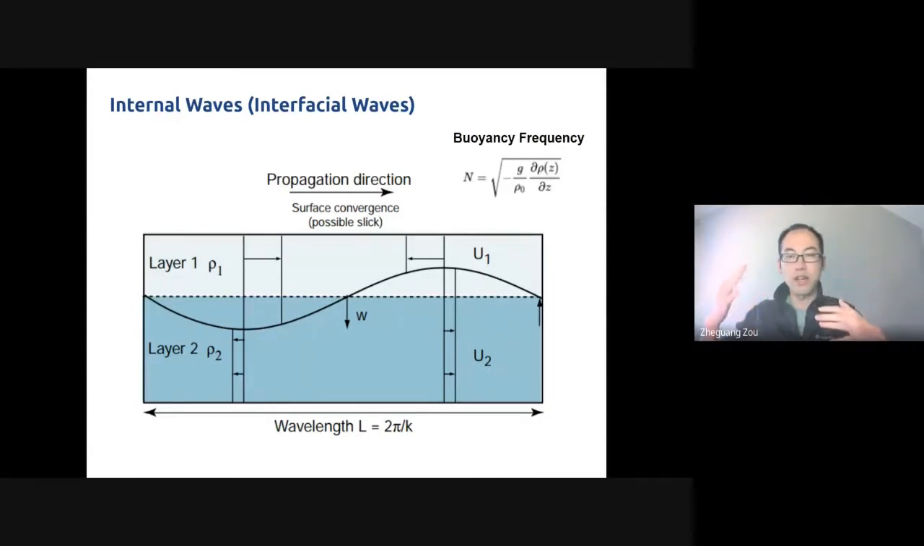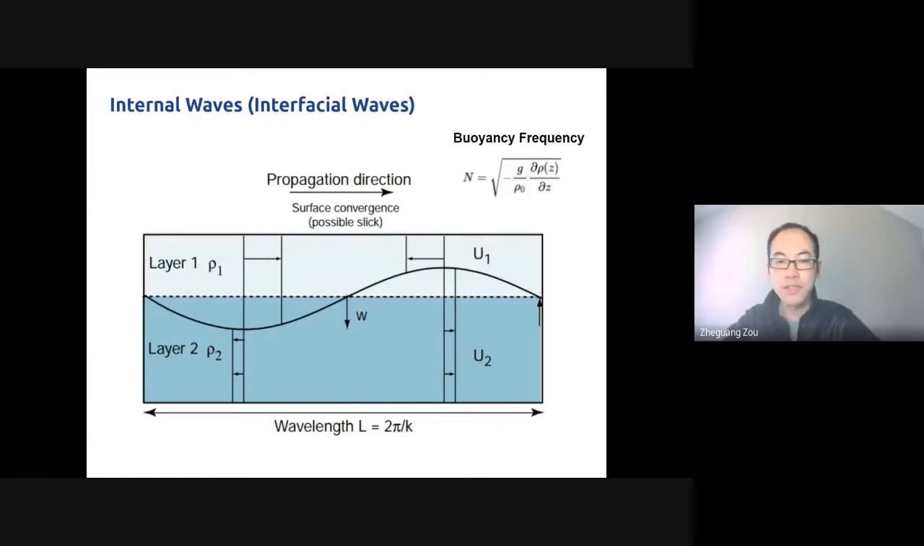The air and the water, there's an interface. And in the ocean, in some cases, for instance, where the thermocline is, that also acts as an interface. So that interface can develop waves that propagate along the interface. And this is a figure I found to show the idea of internal waves. So two layers of water have different density, and there can be waves developed along the interface.